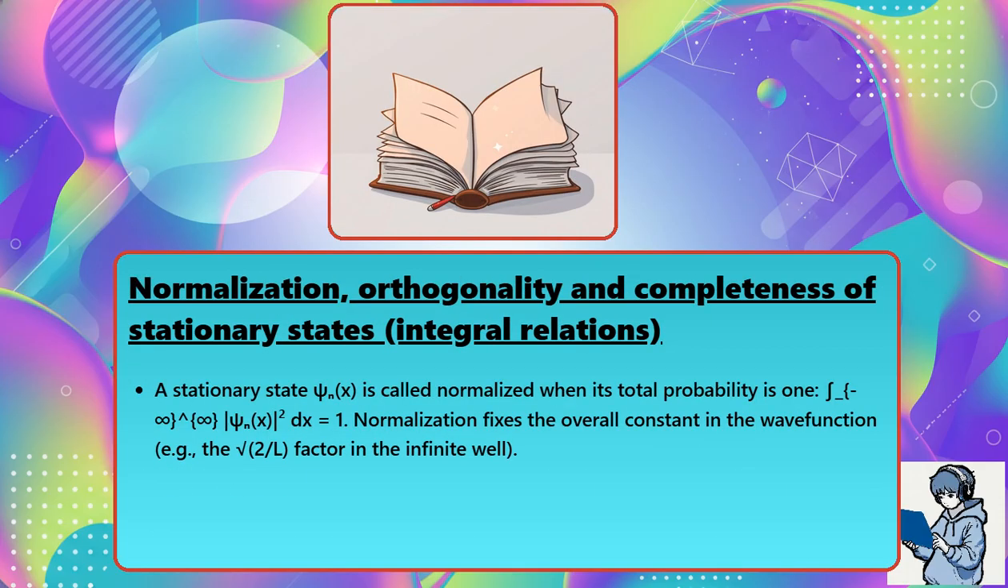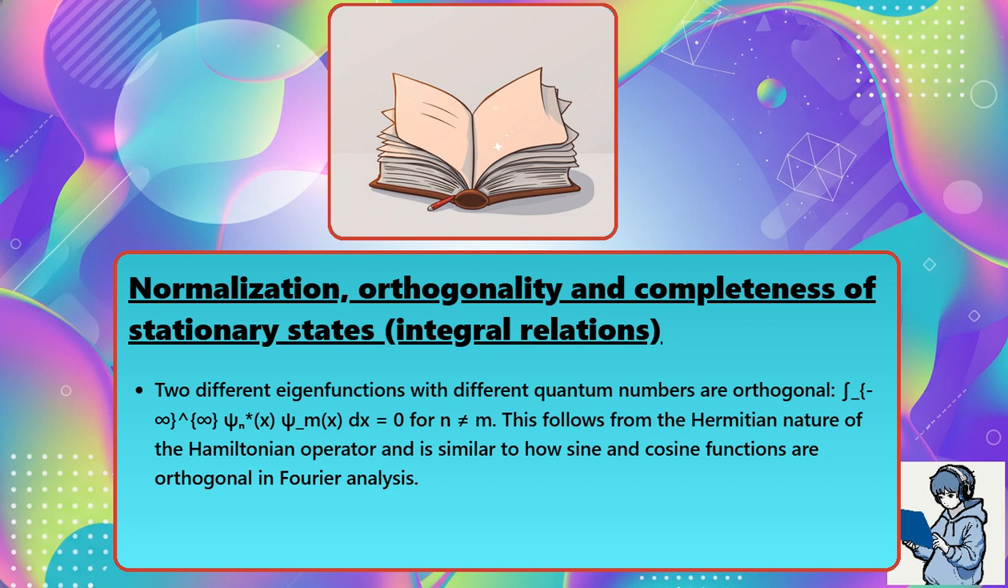A stationary state psi sub n of x is called normalized when its total probability is 1. The integral from minus infinity to infinity of the absolute value of psi sub n of x squared dx equals 1. Normalization fixes the overall constant in the wave function, for example the square root of 2 over L factor in the infinite well. Two different eigenfunctions with different quantum numbers are orthogonal.